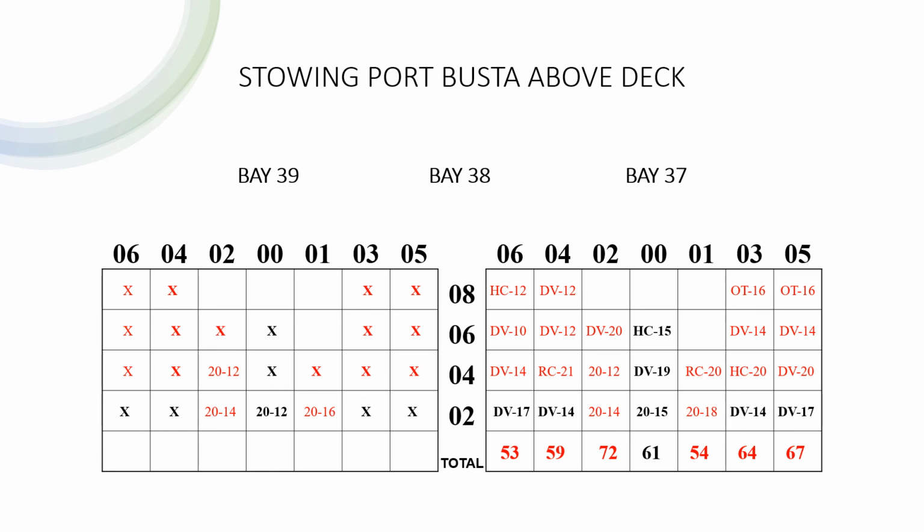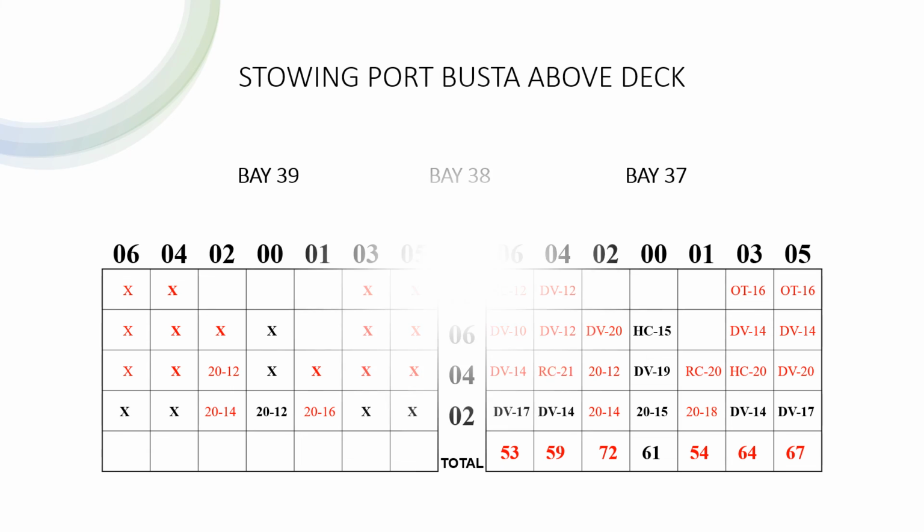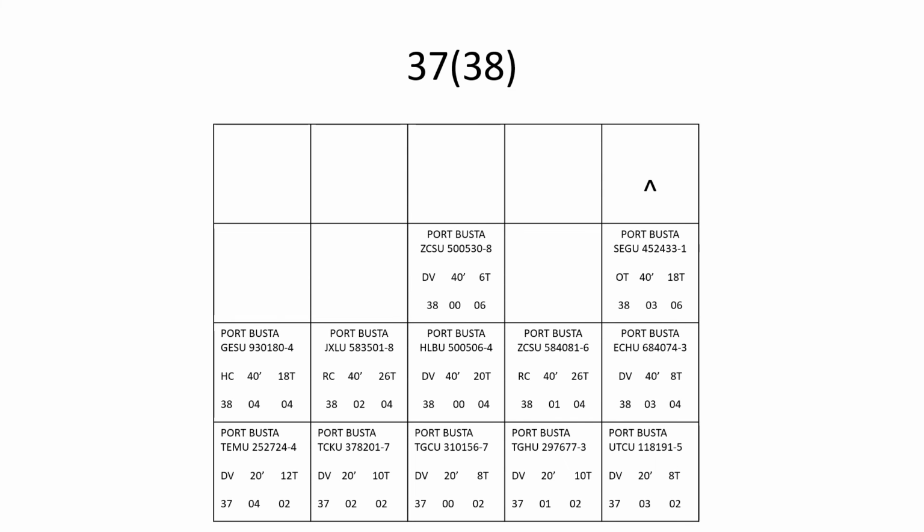Now, what we are going to do next is to use this information that we have done on the pre-stored outline plan along with the loading list to store the containers on the bay plans. First, we are going to start below deck again, and then we will move to the above deck. So again, we start the bay plan below deck with port BUSTA by identifying each container based on the pre-store plan. And this is what we have placed on the forward side.